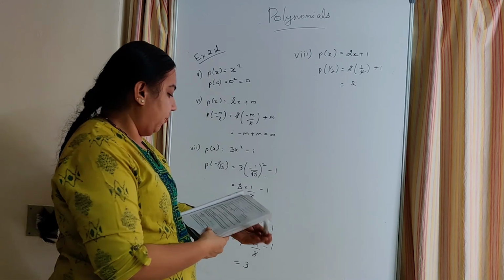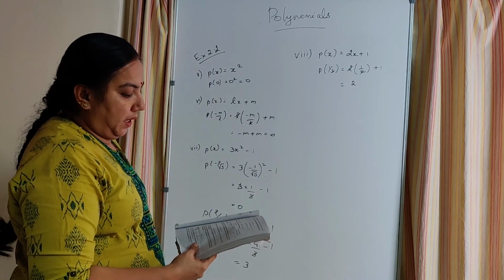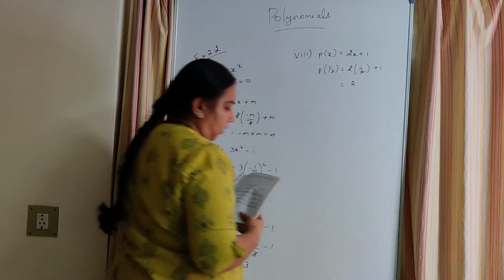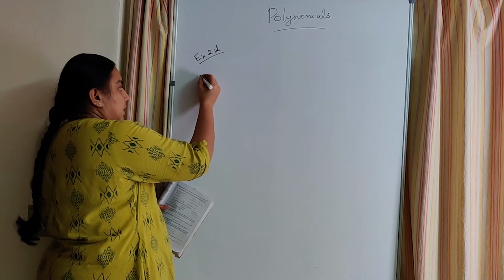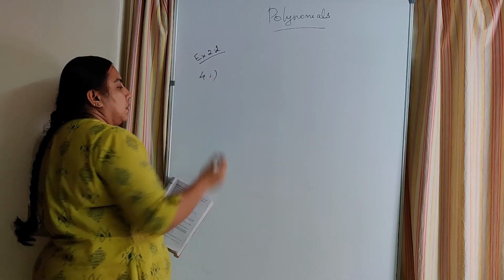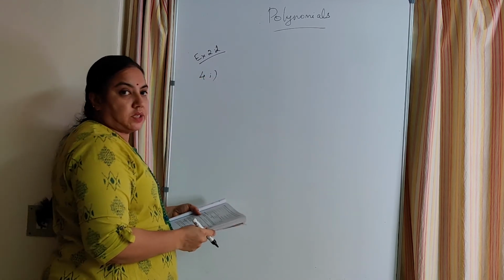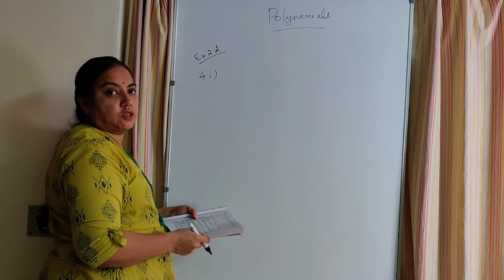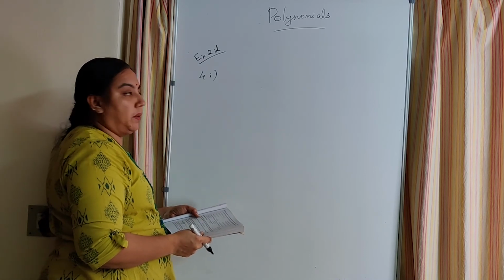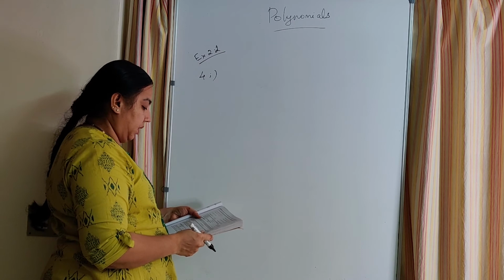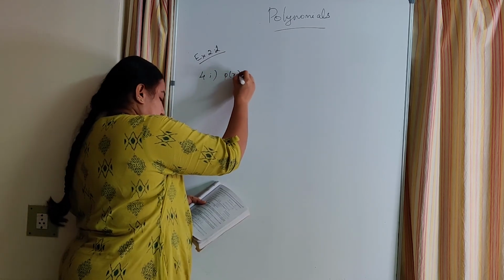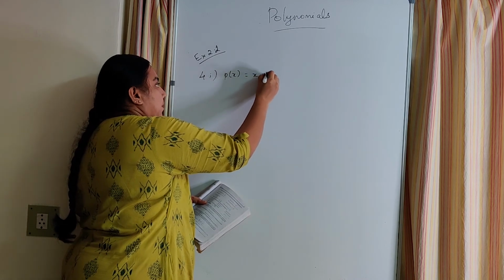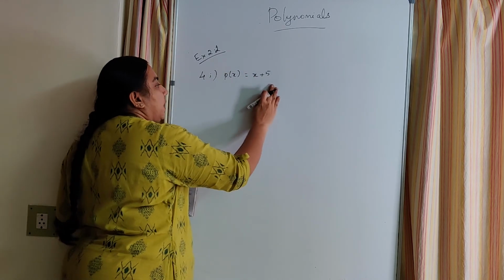Now they ask you to find the zeros of the polynomial in each of the following. In the last question they gave the zeros and they asked us to check whether they are the zeros of the polynomial. But here we have to find the zeros of the polynomial. And the first question is p of x is equal to x plus 5. Now I have to find the zero of the polynomial.